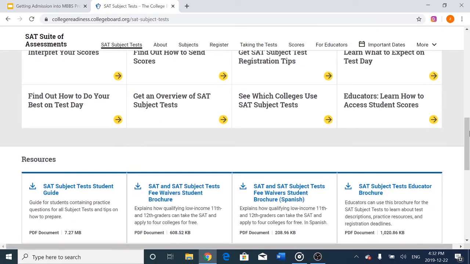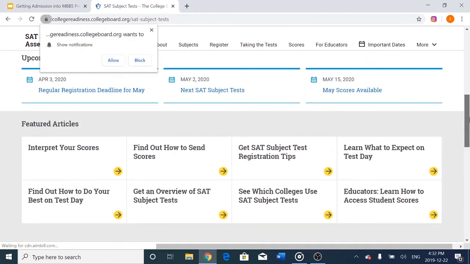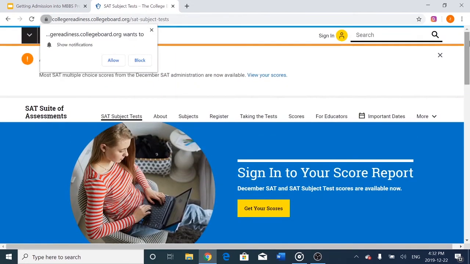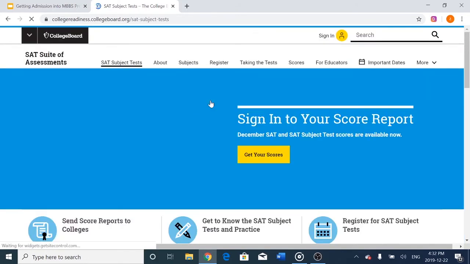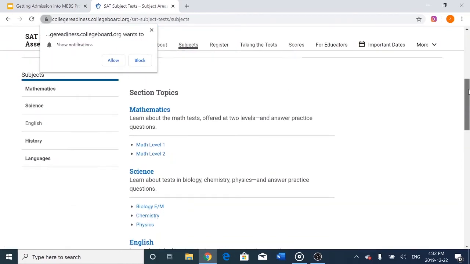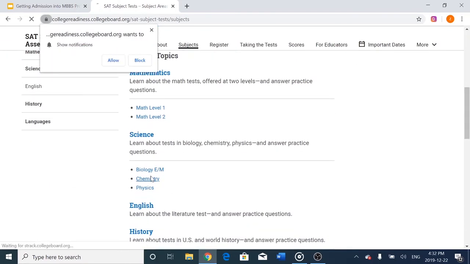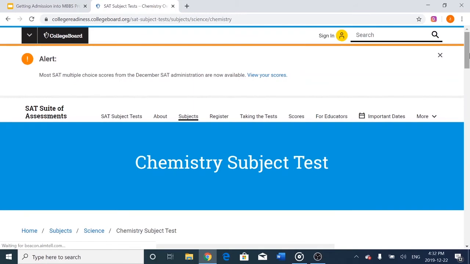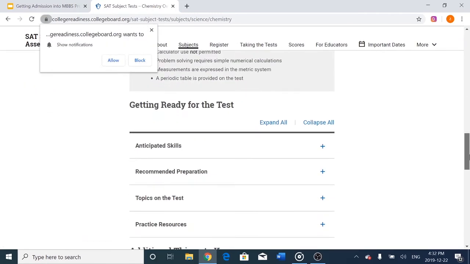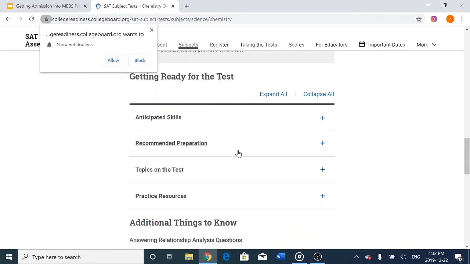So let's see where we have the tests. SAT subject tests. I don't know. Wait, let me just check the subjects they have. Okay, so I'm gonna go under chemistry. I want to go right down here. Got really good information on their website.